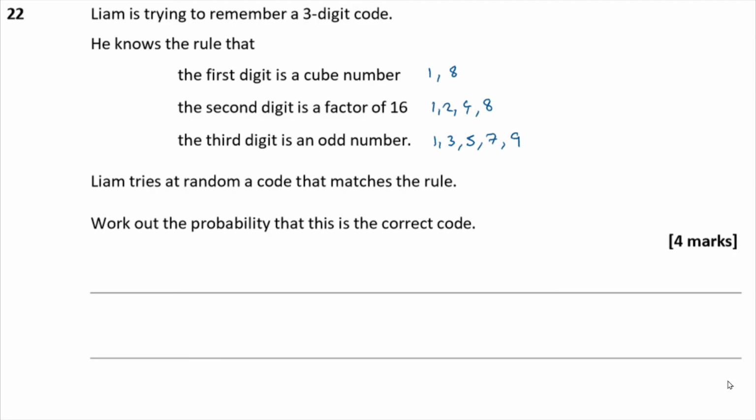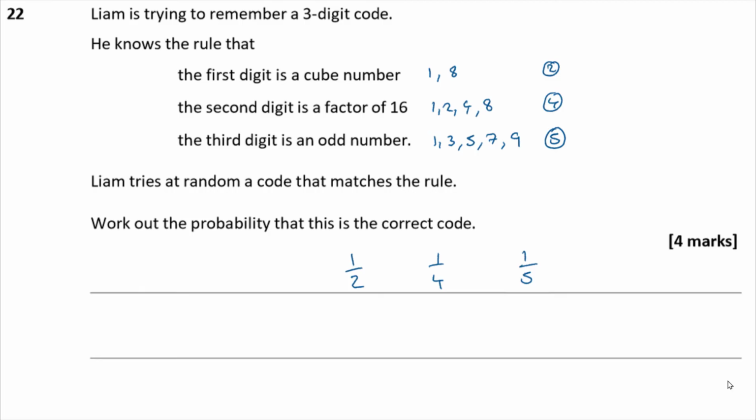Okay. So if he picks a number at random that matches the rule, he's got 2 choices for his first digit. He's got 4 choices for his second, and 5 choices for his third. So the probability that he picks the right one for the first digit is going to be 1 out of 2, isn't it? The probability that he picks the correct one out of those 4 possible choices for the second digit is 1 out of 4, and the probability that he picks the third digit correctly then is going to be 1 in 5.